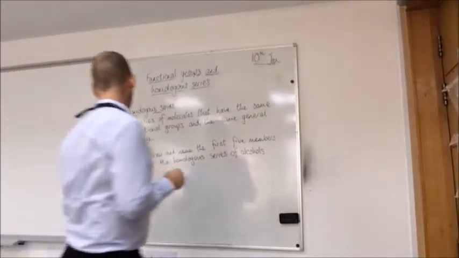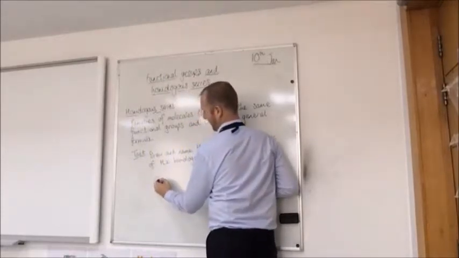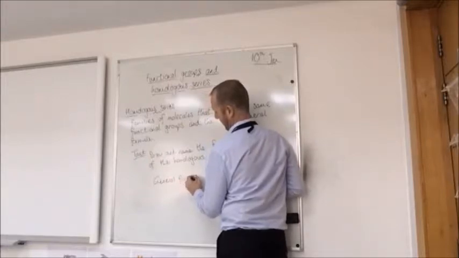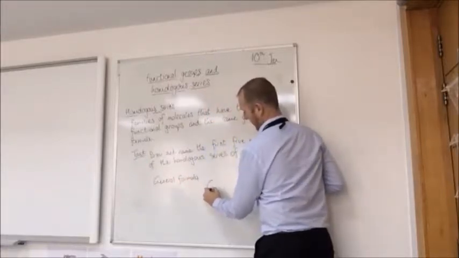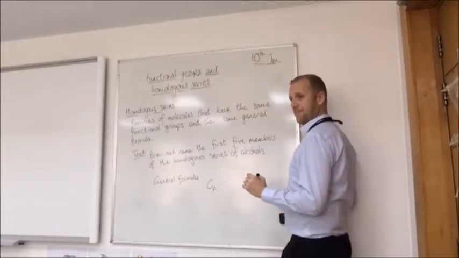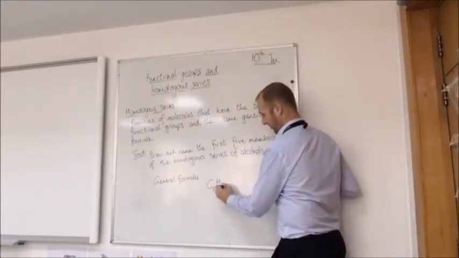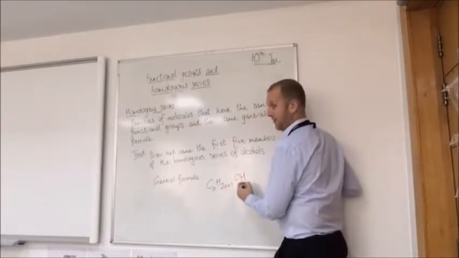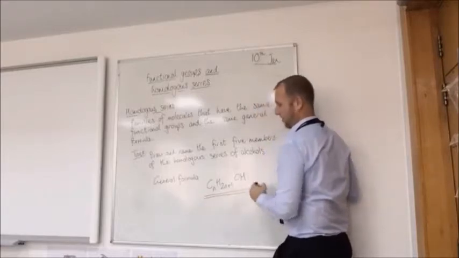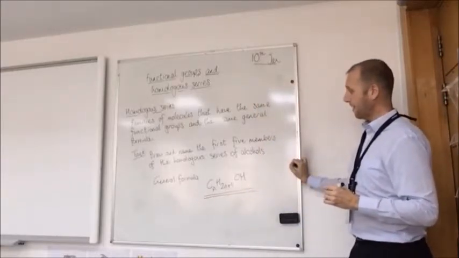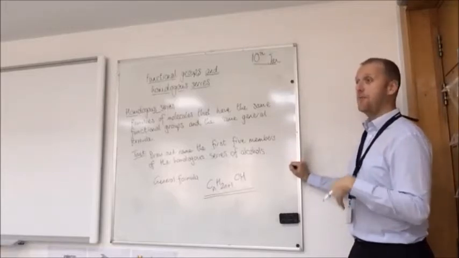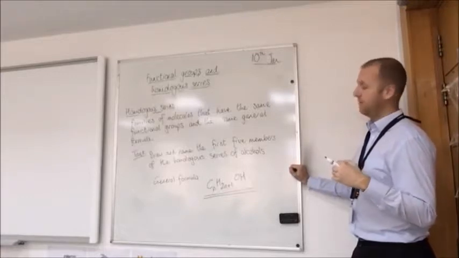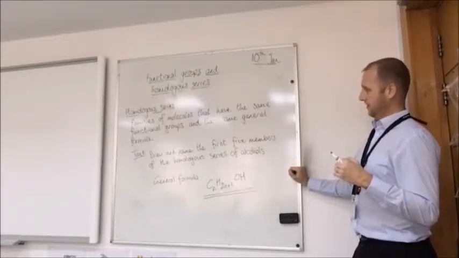Oh yeah, what about a general formula? Can we make a general formula for alcohols? So CnH2n+1OH. Excellent. That would be the general formula for alcohols. And that would actually also work if you had propan-2-ol or butan-2-ol. It would still be the same general formula. Good.